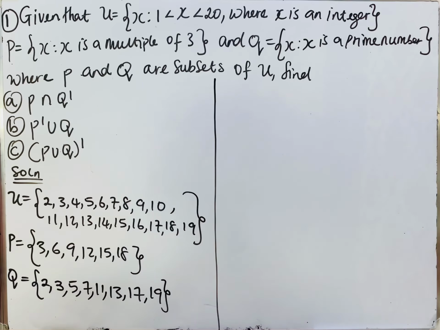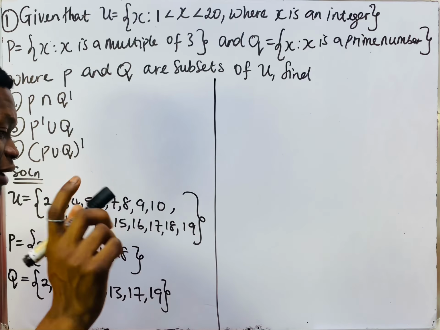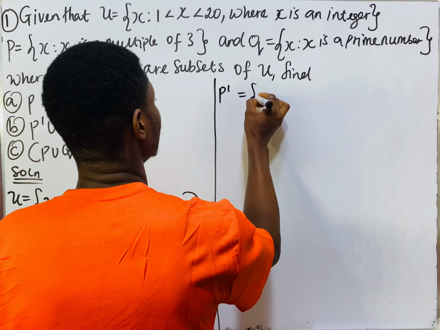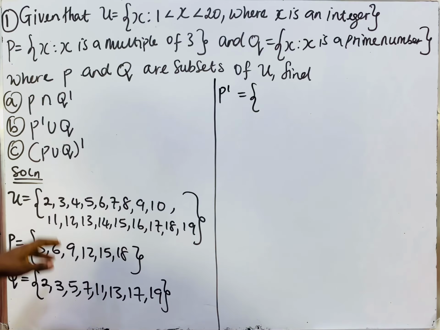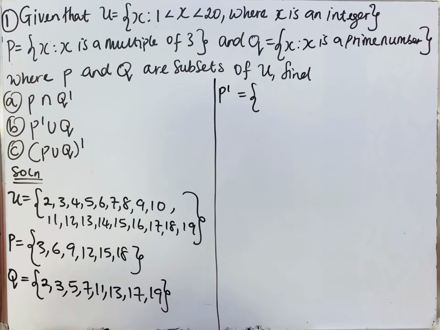Now, we are told to find P intersect Q prime. First of all, I want us to find our P prime. If we finish finding P prime, we look for Q prime. So all these ones will be easy for us to find.